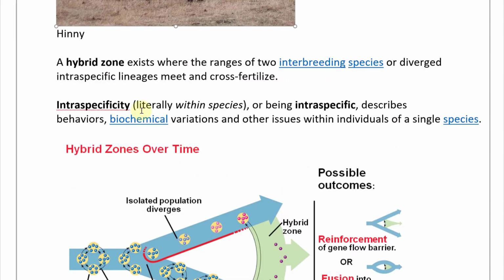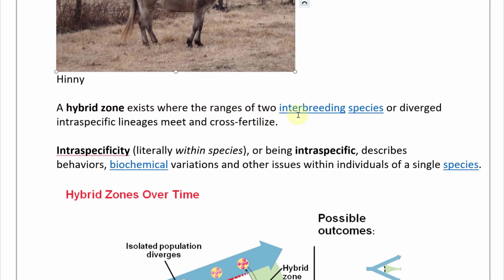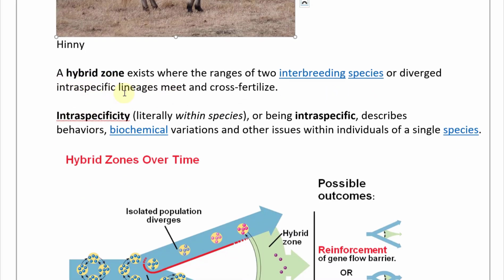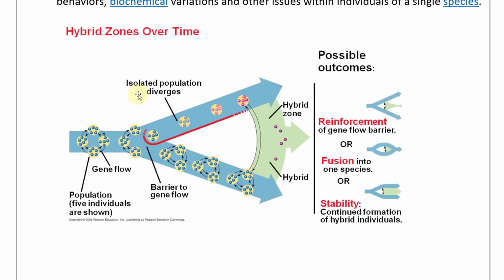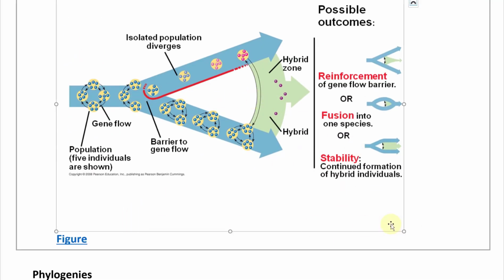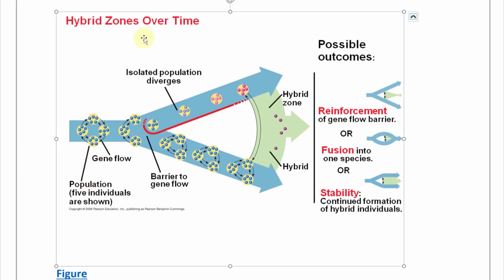Yeah, so basically, in other words, a hybrid zone exists where the ranges of two interbreeding species or diverged lineages of a single species meet and cross-fertilize. So it could be two interbreeding species or the same species that had diverged lineages within. So fascinating. And so here's a hybrid zone. Here's a figure of it here. So hybrid zones over time.